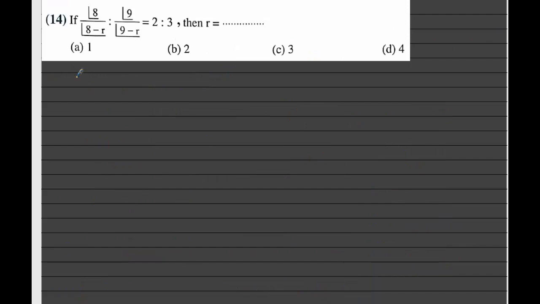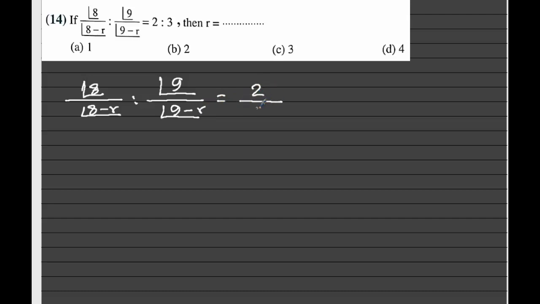Next question, question number 14. We have factorial 8 over factorial 8 minus r, divided by factorial 9 over factorial 9 minus r, equals 2 over 3. Of course, here it is a division.